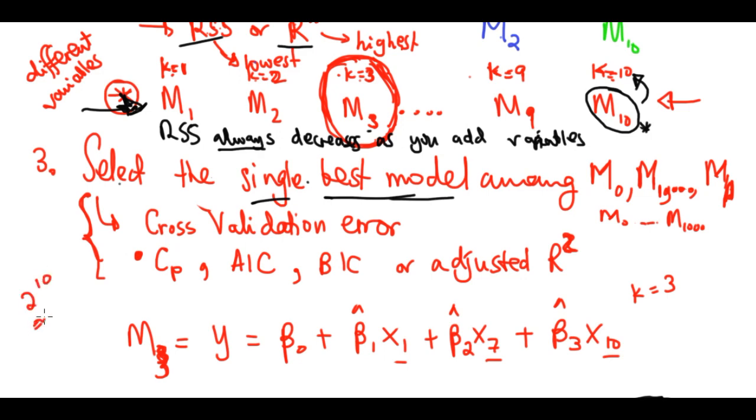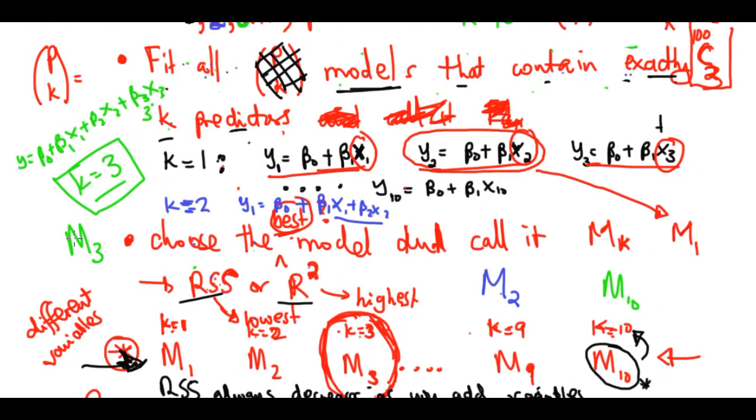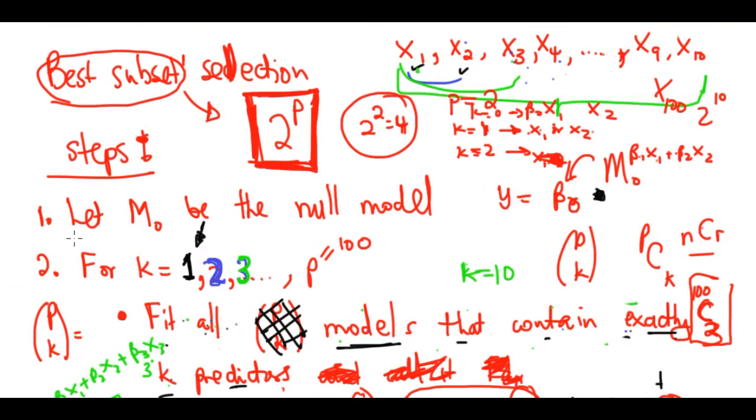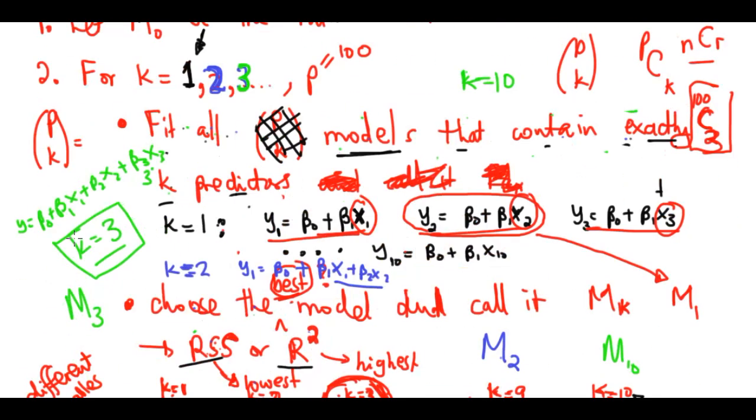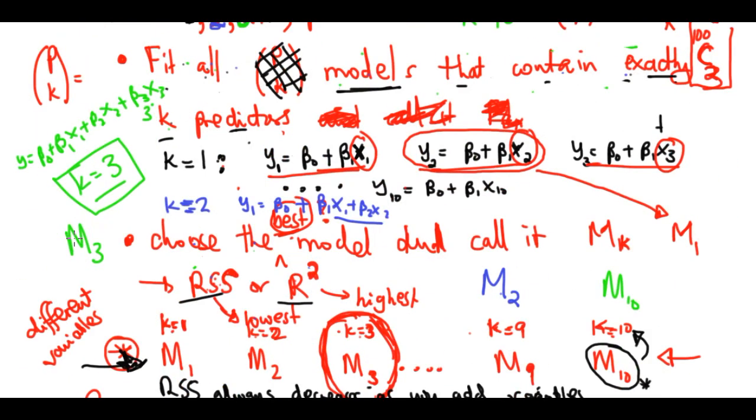It's approximately 1,000. Now imagine when p equal to 20. We're going to do over 1 million models. So it scales up quite quickly. The computation required here scales up way too quickly when we have many predictors. So best subset selection, although it works well and makes sure that we don't make a mistake in choosing the wrong model, is computationally expensive.